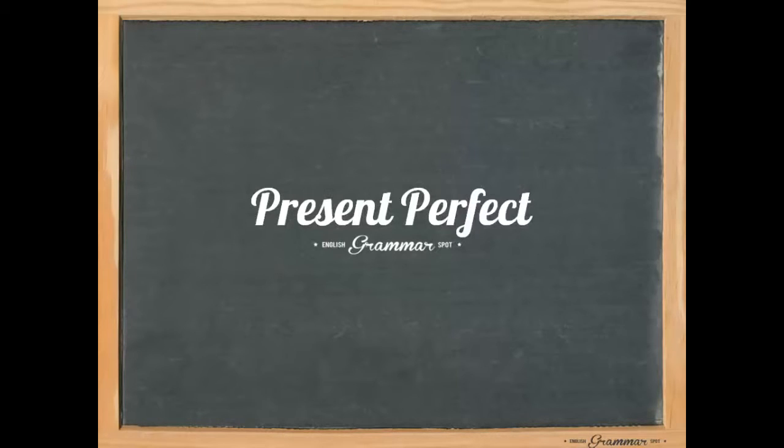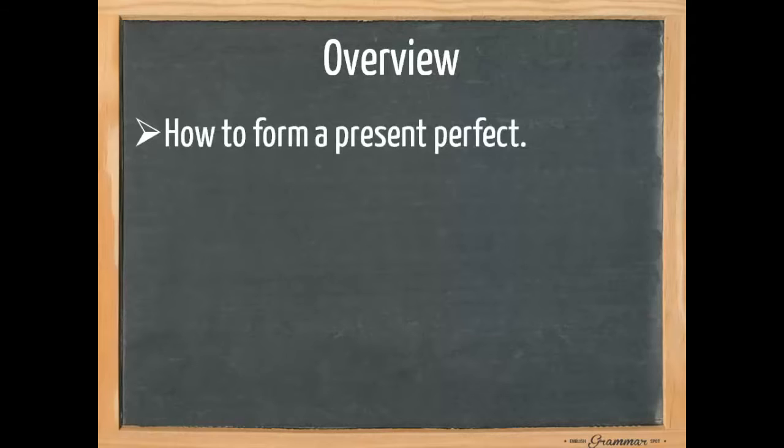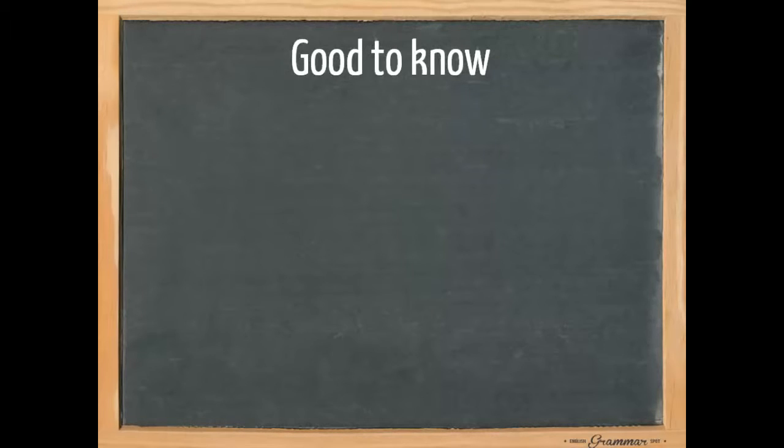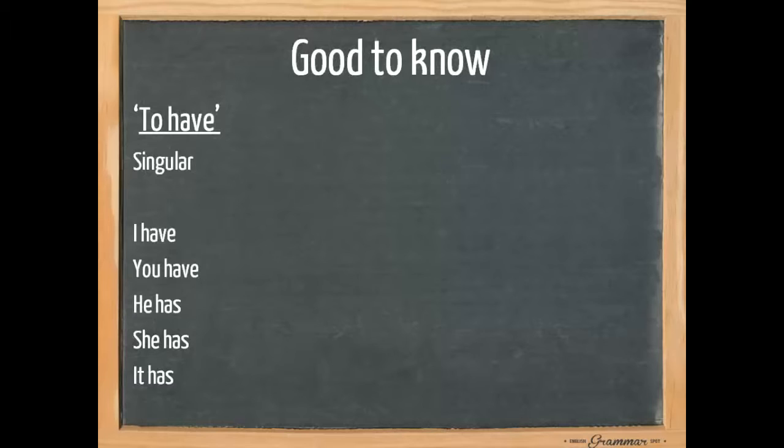This lesson is about the present perfect. In this lesson I'm going to show you how to form a present perfect and when to use a present perfect. But before we get started, it's good to know how to conjugate the verb to have. For the singular forms, I have, you have, he has, she has, it has. And for the plural forms, we have, you have, they have.